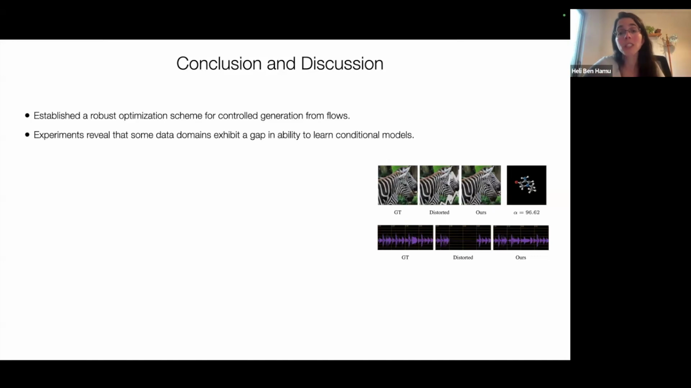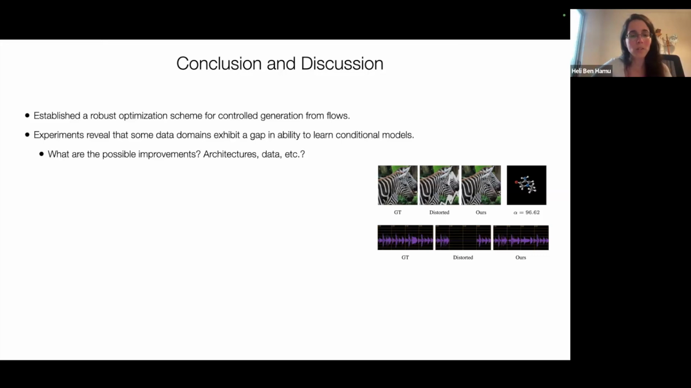Our experiments reveal a very interesting gap in the ability to learn conditional models on molecules. And the question is, what are the possible improvements? Is it something that has to do with the architectures, with the data, with our ability to learn on these data domains? I think this is also very interesting to understand. We do have limitations. Our method is slow in runtimes compared to other methods, but for example, in molecules, there is no other efficient approach that beats our approach. So currently, this is the best that we have.